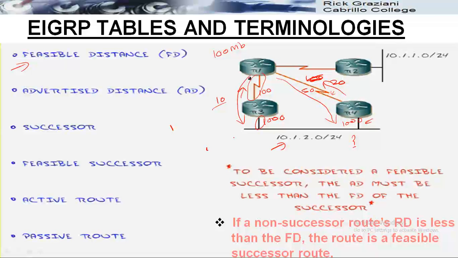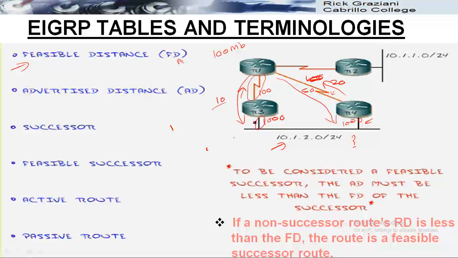It's not very logical that you have 100 as in 10 times worse when you factor in the bandwidth, but anyway, here we're just hypothetically speaking. So the least cost here being 10, that's what we call the feasible distance.